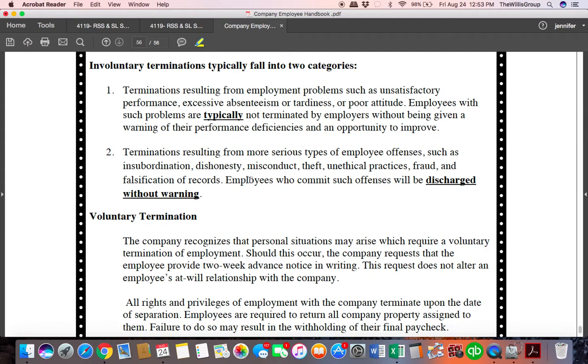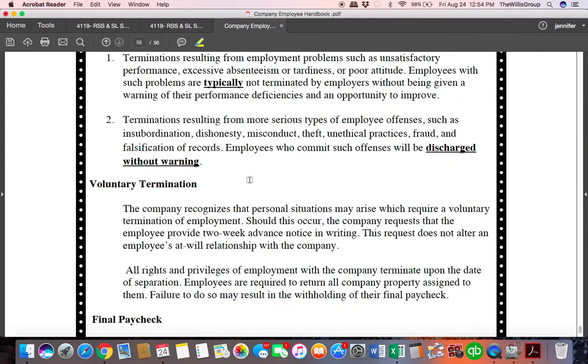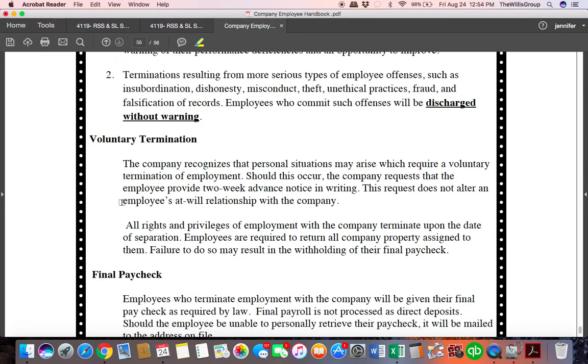Employees who commit such offenses will be discharged without warning. Then we have voluntary termination. The company recognizes that personal situations may arise which would require voluntary termination of employment. I may have just said involuntary, but I meant to say this is voluntary. Should this occur, the company requests that an employee provide at least a 2-week advance notice in writing.